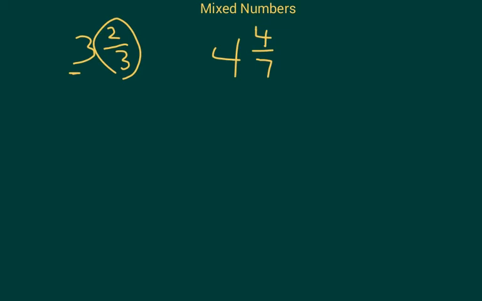If the whole number parts are different, it's pretty easy. You just compare the whole numbers. So in the case of 3 2/3 and 4 4/7, you would say less than, because 3 is less than 4.